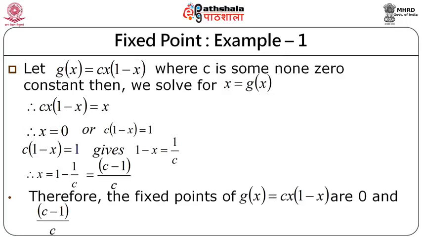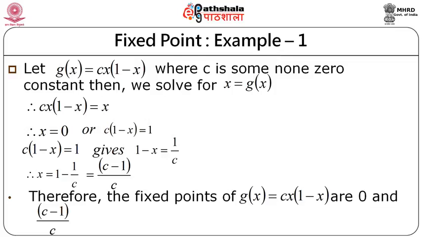You can verify also. When x is 0, x square is also 0, so 0 satisfies x equal to x square. Similarly, when x is 1, x square is also equal to 1, so it satisfies x equal to x square.